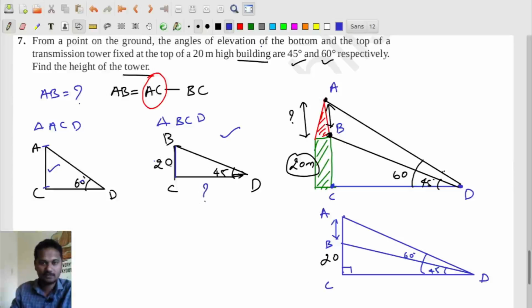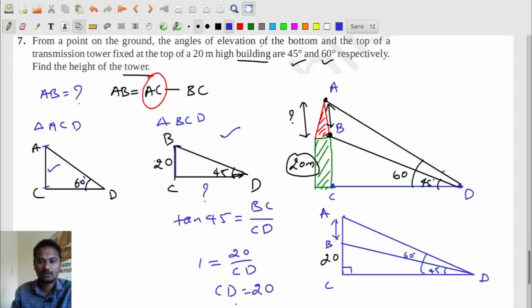Again, what is the ratio of opposite and adjacent? Tan. So tan 45 is equal to opposite BC divided by adjacent CD. Tan 45 is 1, and what is BC? 20. CD we need to find. If you cross multiply, CD is equal to 20. Yes or no? Okay, 20 meters. So this CD is 20 meters. So if CD is 20 meters, now you can find AC.